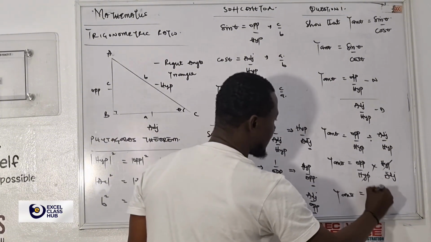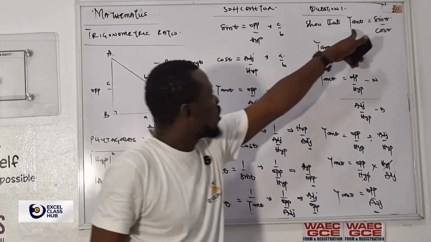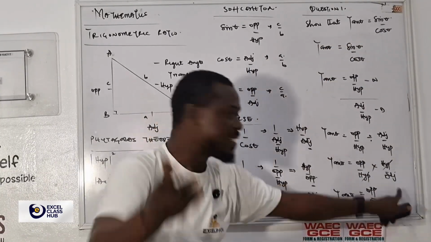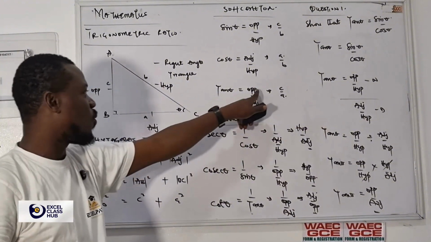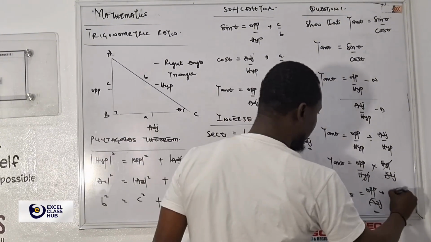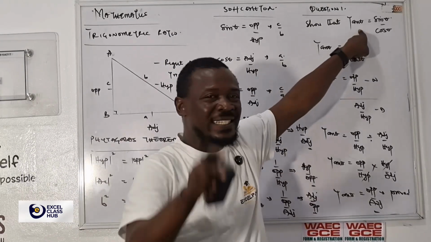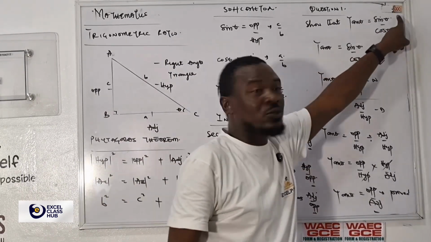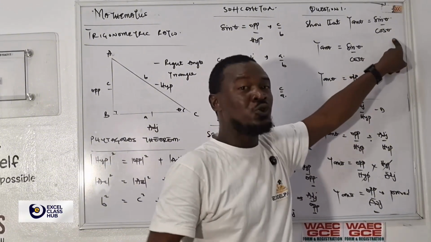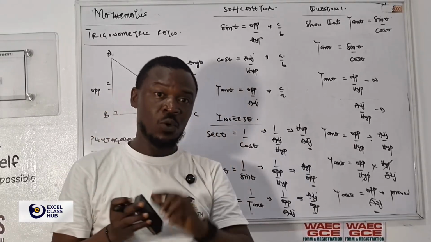Opposite over adjacent. I solved this question, tan, sine. What's my final answer for tan? Opposite over adjacent. Now come back to the tan there. Opposite over adjacent. So you now put proved. So I proved it. What am I trying to say in a nutshell is that anywhere you see tan theta, you can change it back to sine over cos. Or anywhere you see sine over cos, you can change it back to tan.